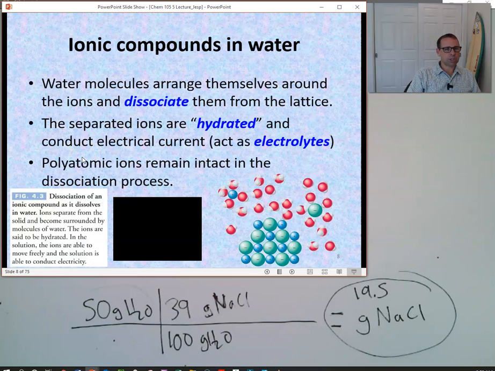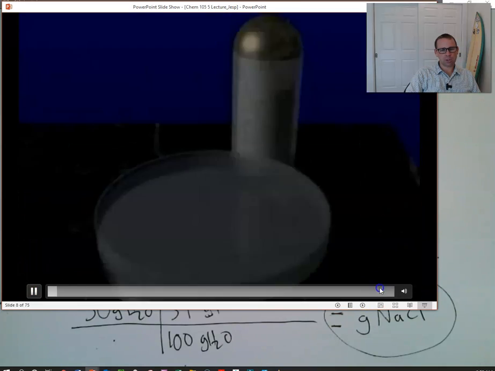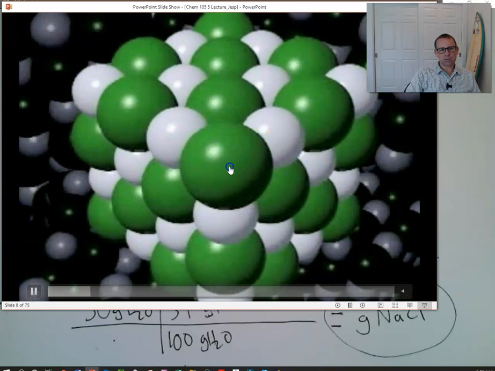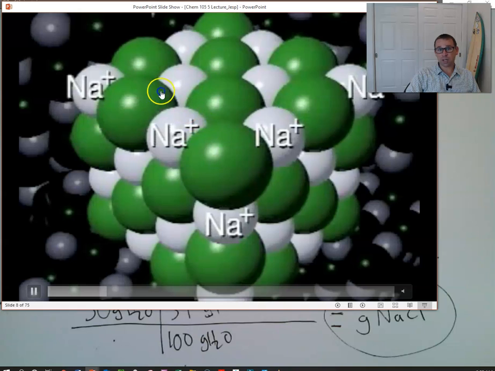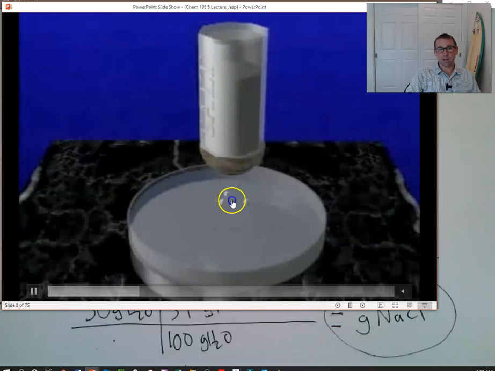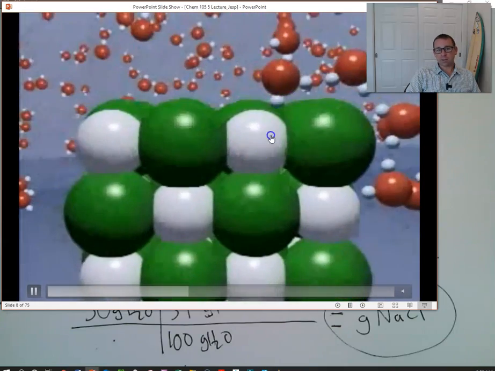Wonderful job. Now, we know that you put salt into water and it dissolves. We've seen this before, and I've shown you this video a couple of times already, but I'm going to show it to us again. When you put salt, sodium chloride, or any ionic compound, into water, it is in a three-dimensional lattice like this. Ionic compounds are in three-dimensional lattices. And we know that the salt dissolves.